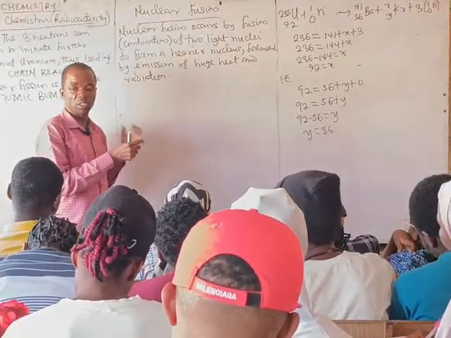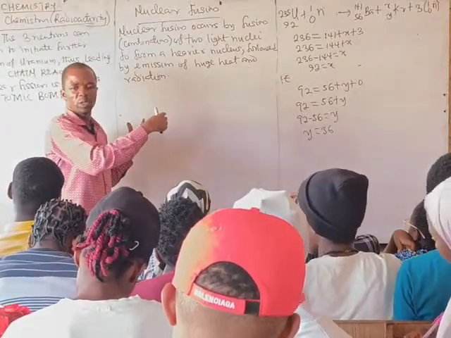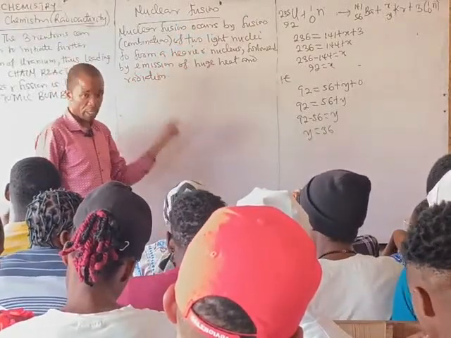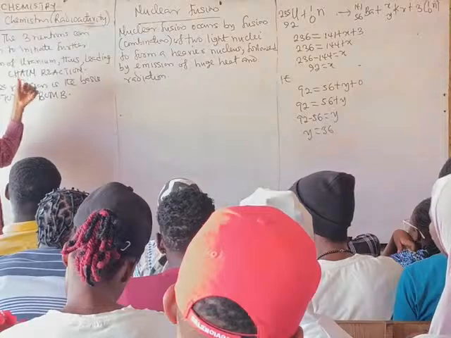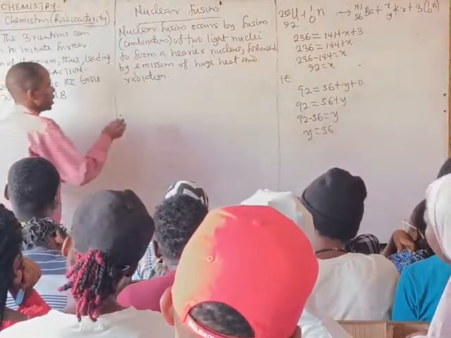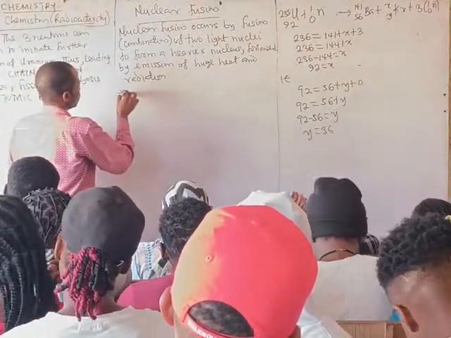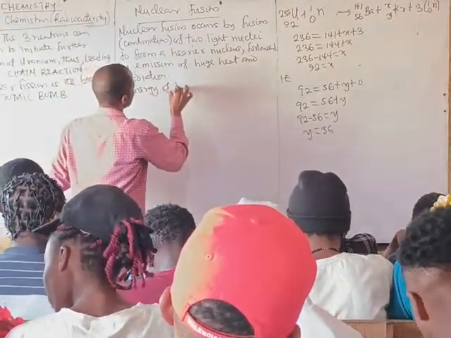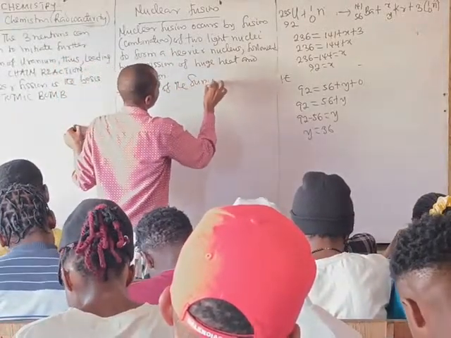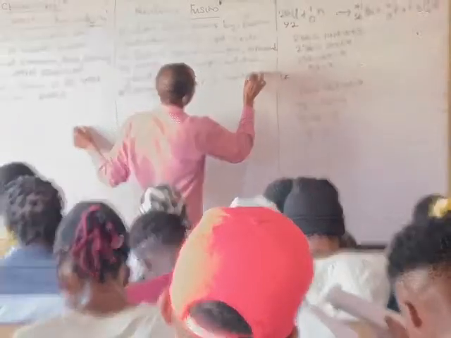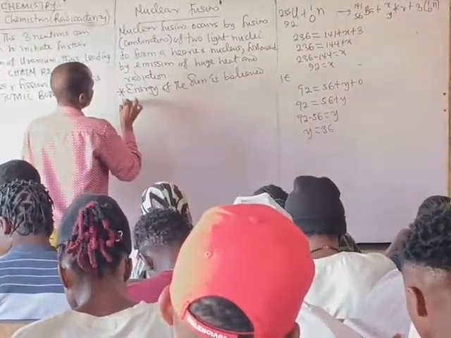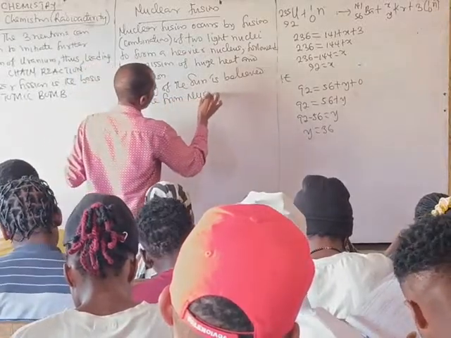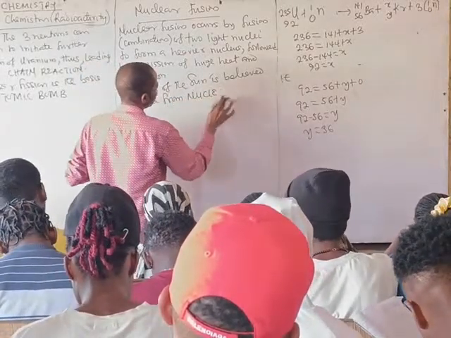As a matter of fact, as we are going to see when we are finding out the difference between them, the amount of heat produced during nuclear fusion is higher than the amount of heat produced during nuclear fission. Not only that, take note that energy from the sun is believed to come from nuclear fusion.